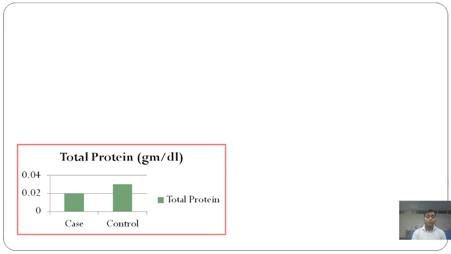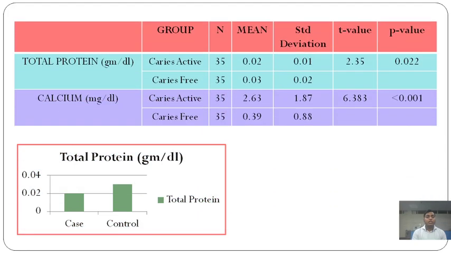If we talk about the total protein, which was estimated by the Biuret reagent, we got the result that in caries-active the mean is 0.02 with a standard deviation of 0.01, whereas in caries-free the total protein mean value is 0.03 with a standard deviation of 0.02. The p-value for total protein is statistically significant, and we got 0.022.